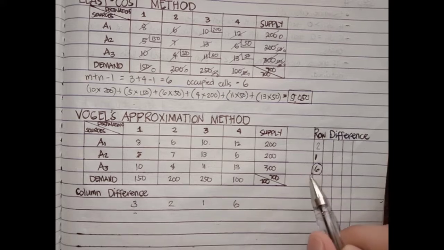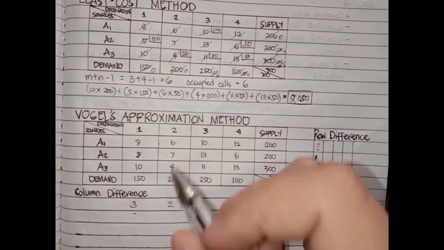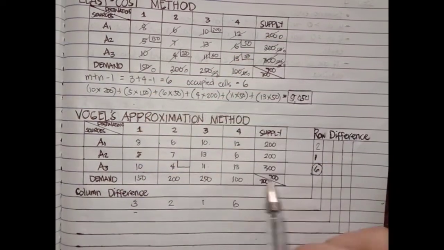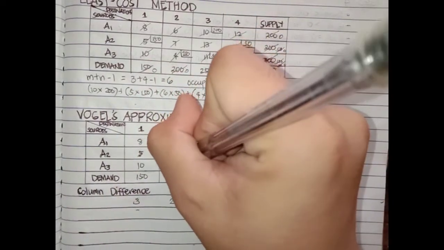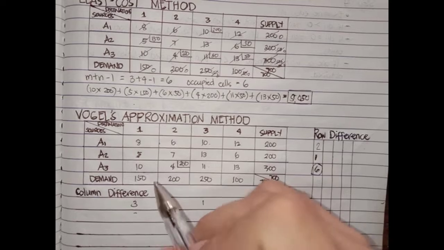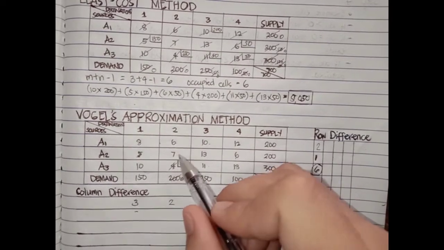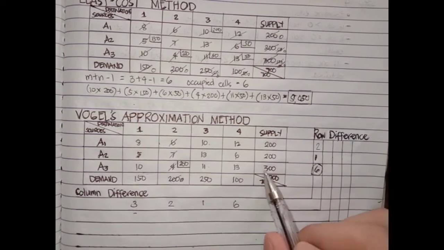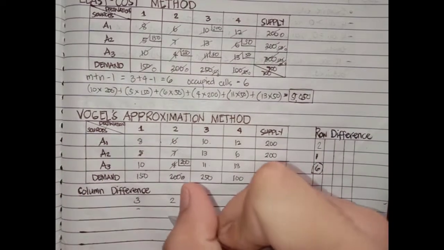In this row, where is the smallest value? It's 4, so we will allocate in this cell. We have here 200 and 300, so we will allocate the smallest, which is 200. 200 minus 200 is equal to 0. Since it's already 0, we will no longer allocate in this column. 300 minus 200, we are left with 100.